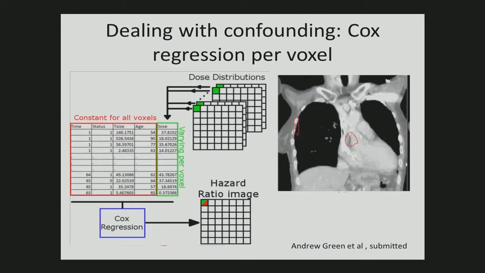But we also have confounding factors, and the confounding factors are the same. So the dose is different. The dose in the top of the lung is different than the dose in the bottom of the lung, but the age of the patient is the same in the top and the bottom of the lung. So Andrew wrote a beautiful package to do a Cox regression per voxel, basically. So he does 100,000 Cox regressions, creates hazard ratio maps, and does permutation testing on the hazard ratio map.